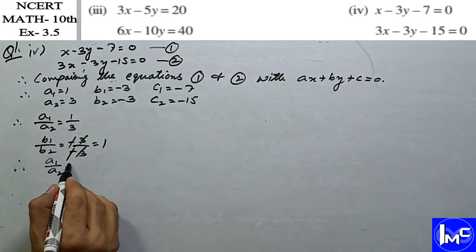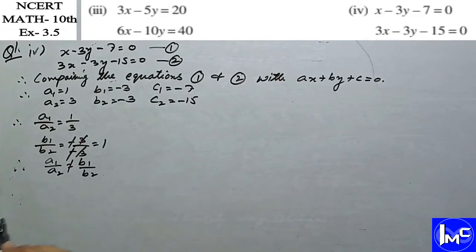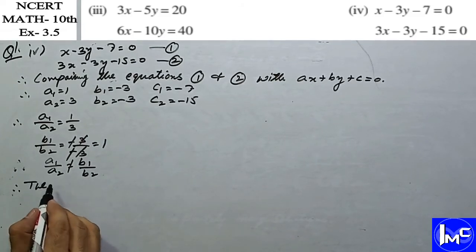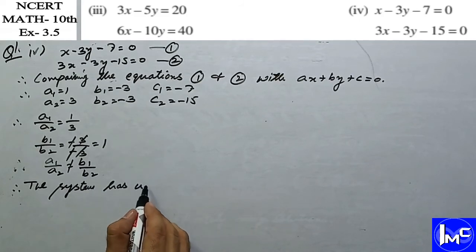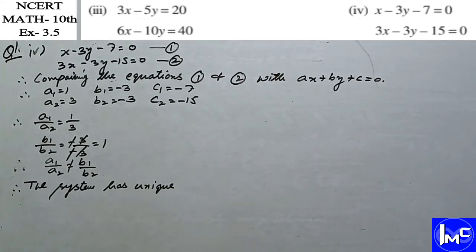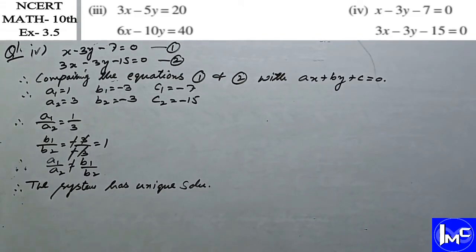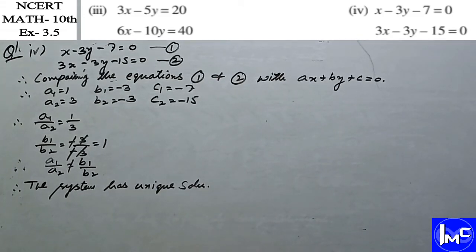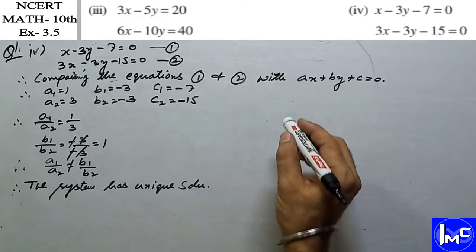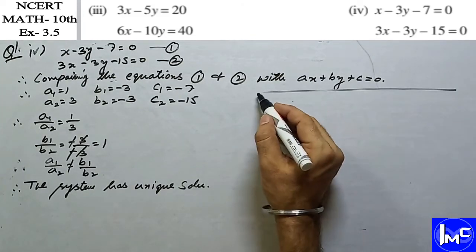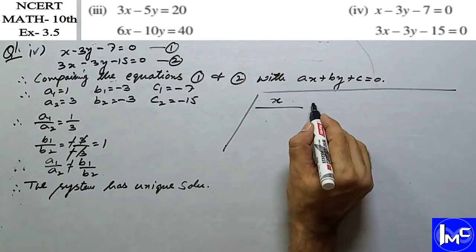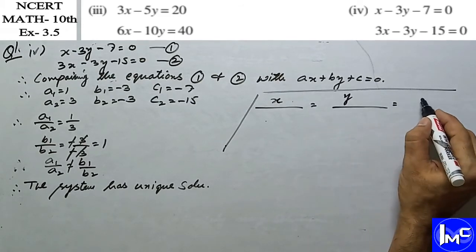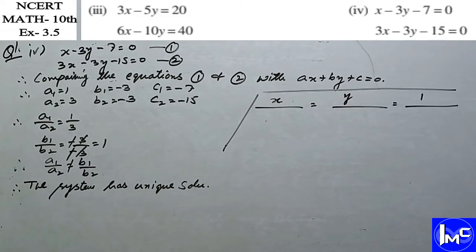a1 over a2 is not equal to b1 over b2, and therefore the system has unique solution. Now for solving, we will take x over, y over and 1 over.